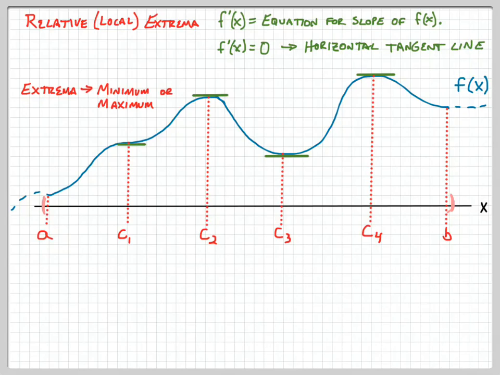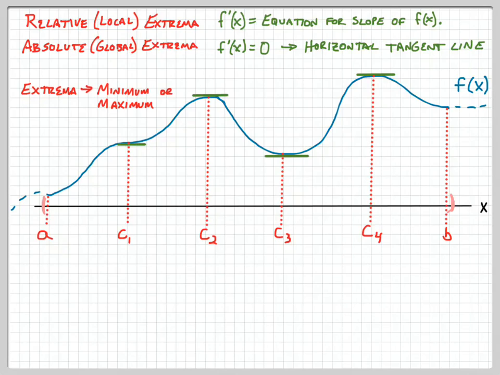Now a relative or local extrema is where it's an extreme, either a minimum or maximum value, in relation to the points immediately around it. So that's why it's called local. We're looking locally at that area, and we'll determine if they're minimums or maximums. Then we also have what's called absolute or global extrema. Global extrema is going to be when we have a maximum or a minimum for the whole function or the whole interval that we're looking at.